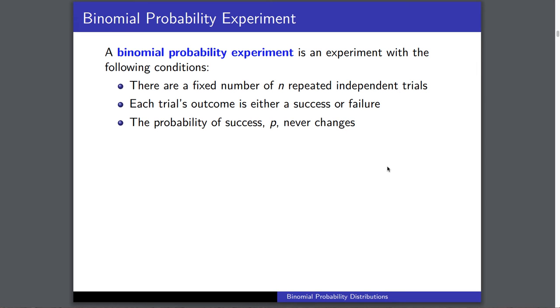So the probability of success, which we use a letter p for here, also never changes. So we don't have to worry about maybe having a 1 in 3 chance on this trial for a binomial experiment, but in the next one having a 1 in 4 chance within the same repeated number of trials.